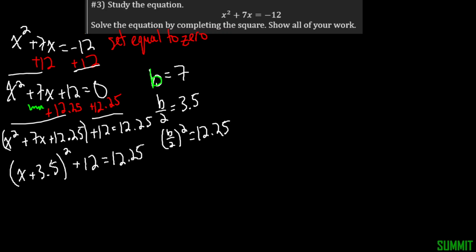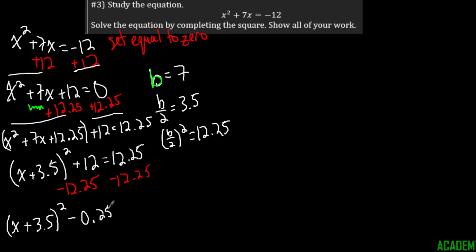All right, and then my last step is to get it set equal to 0 again. So I'm going to subtract 12.25 from both sides. Again, keep that grouping symbol of the parentheses separate. So I'm going to just subtract right here. So altogether, I have x plus 3.5 squared minus 0.25 equals 0. And this is going to be helpful because this is now our vertex form.